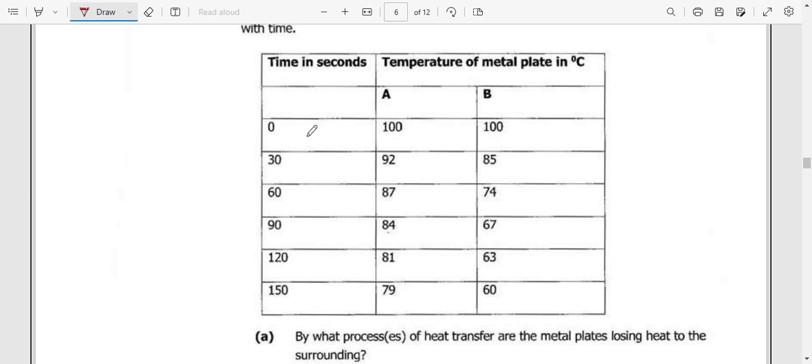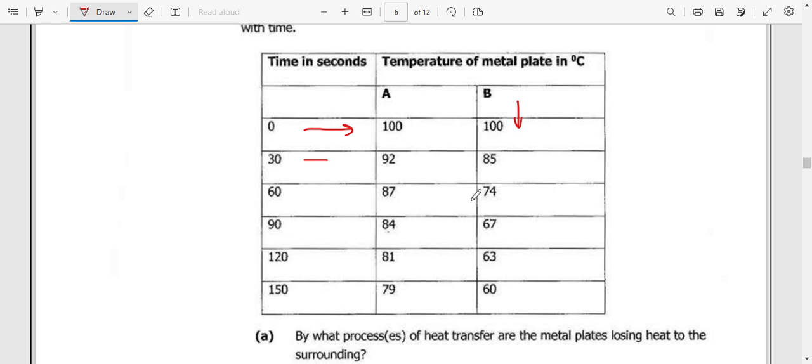So you can see at the beginning they are both at 100 degrees. After 30 seconds, one is at 92, one is at 85. After 65 seconds, one is at 87. So you are saying that this one is losing temperature much faster. After 150 seconds, this one is at 60 degrees, this one is at 79 degrees.